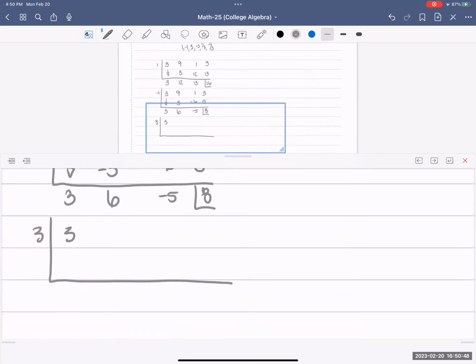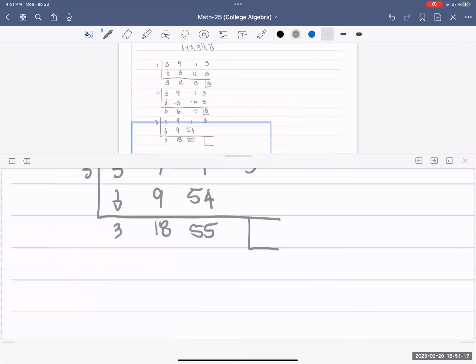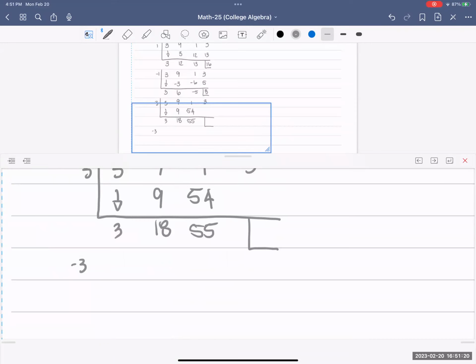We have 3, 9, 1, and 3. 3 times 3 is 9. 18. 3 times 18 is 54. That's 55. And we could technically stop here because we know that that's not going to end up being 0. Let's try -3.